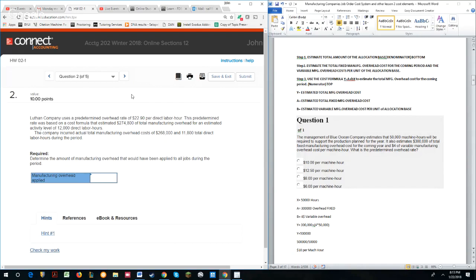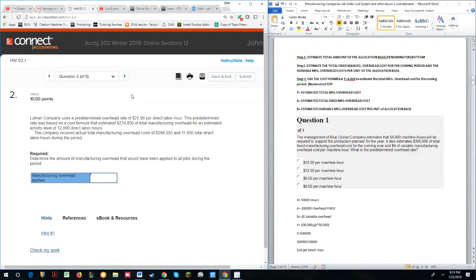Luth and Company uses a predetermined overhead rate of $22.90 per direct labor hour. This predetermined rate was based on a cost formula that estimated $274,800 of total manufacturing overhead for an estimated activity level of 12,000 direct labor hours. The company incurred actual total manufacturing overhead costs of $268,000 and 11,800 total direct labor hours during the period. Determine the amount of manufacturing overhead that would have been applied to all jobs during the period.